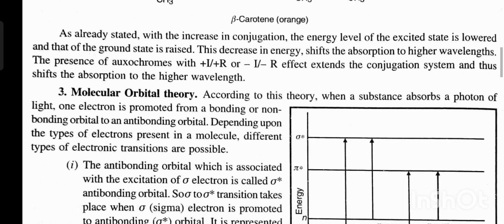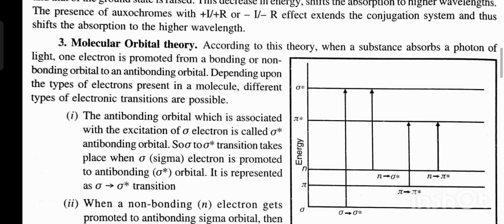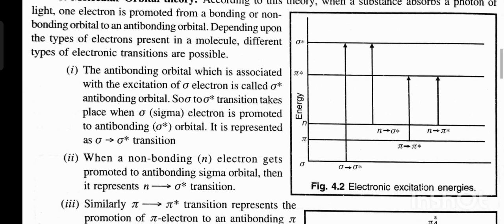Third, molecular orbital theory. According to this theory, when a substance absorbs a photon of light, one electron is promoted from a bonding or non-bonding orbital to an antibonding orbital, depending upon the type of electron present in the molecule. Different types of electron transitions are possible. First, the antibonding orbital associated with the excitation of a sigma electron is called the sigma star antibonding orbital. So sigma to sigma star transition takes place when a sigma electron is promoted to the antibonding sigma star orbital. It is represented as sigma to sigma star transition.